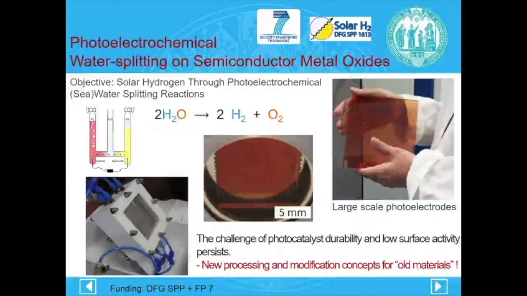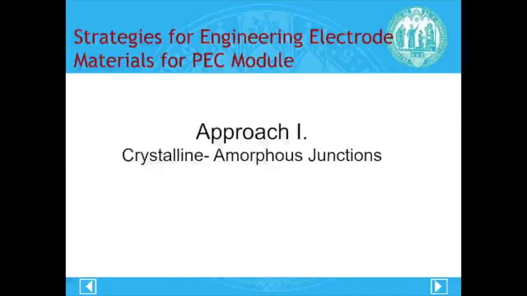Because after some time, the surface is either poisoned or there are other surface groups, so that the reactivity drops, and it can also be other phenomena like gas bubble formation on the surface, which is leading to the fact that you don't have a very high surface reactivity. So we need new processing and modification concepts for old materials. And I would like to very briefly, in the next few minutes, show you 2 approaches that we are following in Cologne. One is to create a crystalline and amorphous junction.